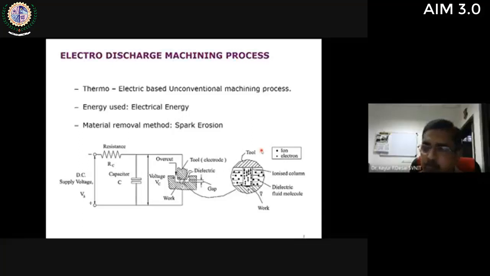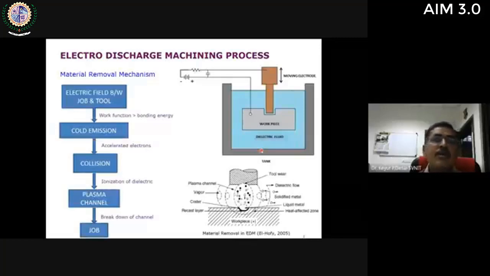And normally we know that in electro-discharge machining, the shape of the tool is nothing but a mirror image of the cavity that is desired. If we want to understand the material removal mechanism, an electric field forms between the tool and the job, which ultimately results in the creation of a plasma channel, and thereby sparks are generated. As a result of sparks, the workpiece is machined and converted into a useful product for suitable end use.